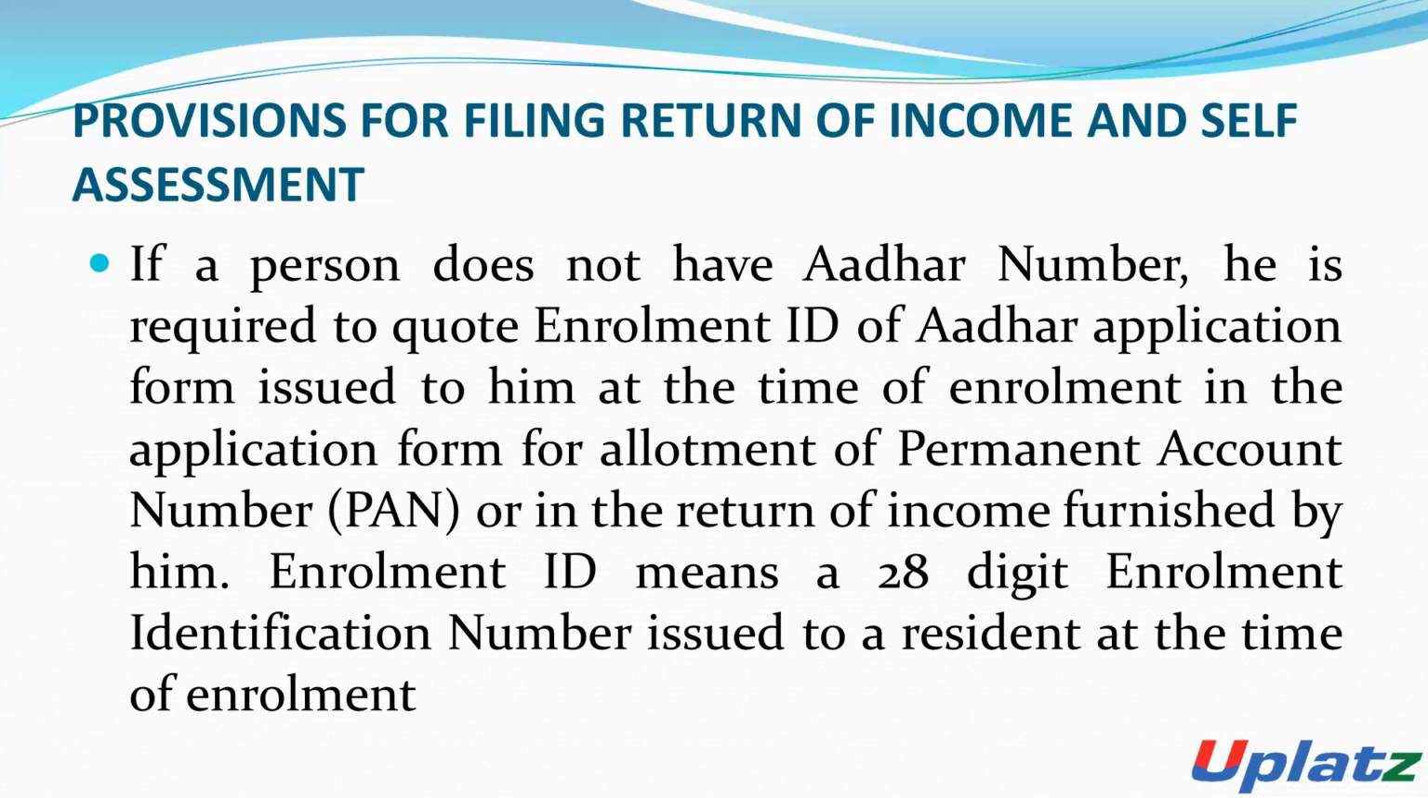The enrollment ID is a 28-digit enrollment identification number. It is a 28-digit number which is provided by the department when the application for the Aadhaar is made by the assessee. When the assessee makes an application for the Aadhaar, an enrollment number is provided by the government. And if the assessee does not have an Aadhaar number, he can mention the enrollment number.